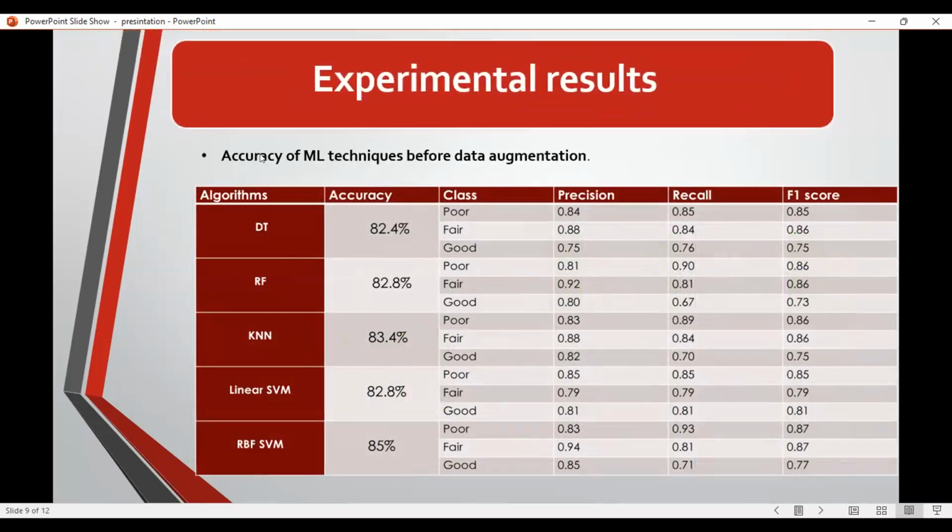Here we have the accuracy of the machine learning techniques used before data augmentation. These are the 5 machine learning algorithms we used, as we mentioned before. And we note the accuracy before implementing the data augmentation algorithm. Also, these are the 3 classes for each algorithm. Also, this is the precision, recall and F1 score evaluation metrics for each algorithm. And we note that the RBF SVM algorithm achieved the best accuracy.